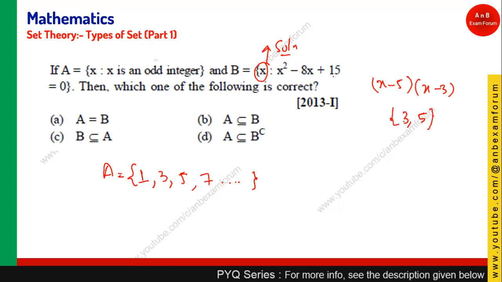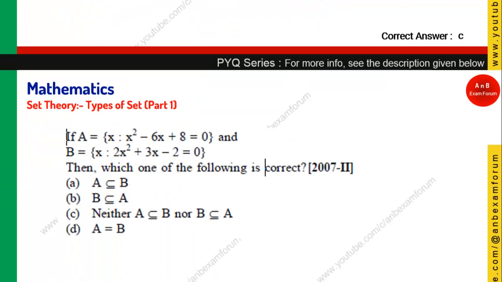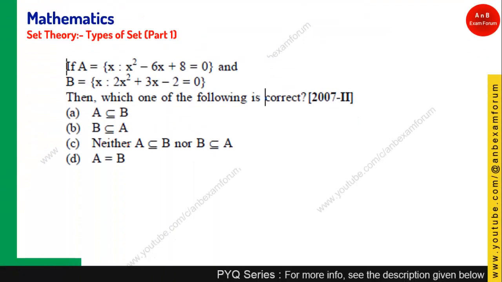And as you can see, this set B is basically a subset of A. So if you see all of these options, option C, B is a subset of or equal to A, is the right answer, because the 2 elements which are in B are also present in A. Therefore B is a subset of A. Okay, so coming to the next question.